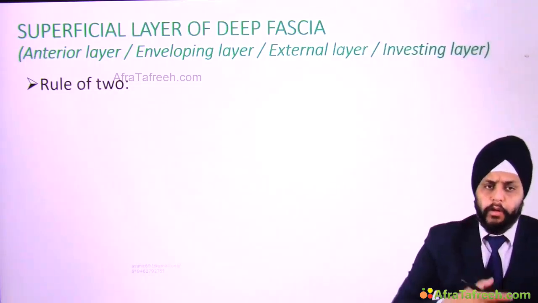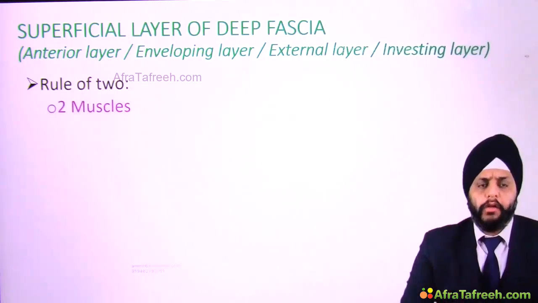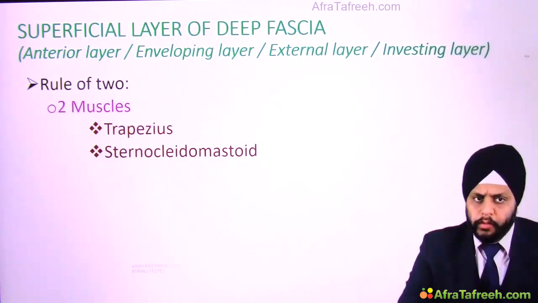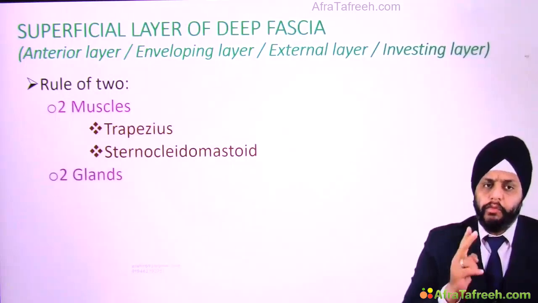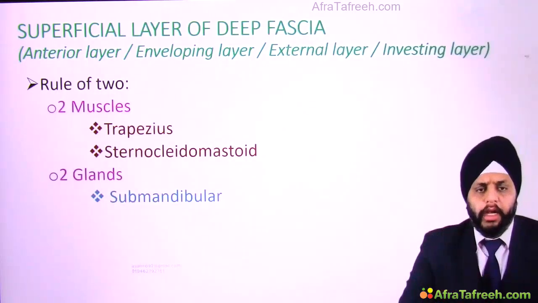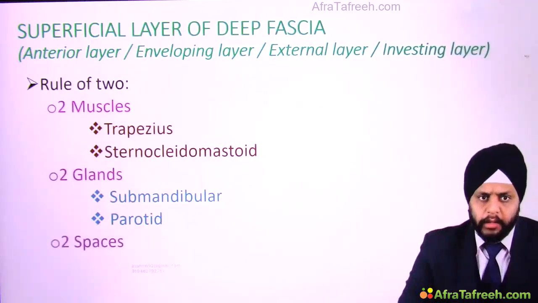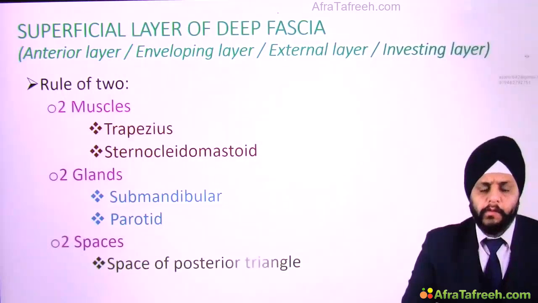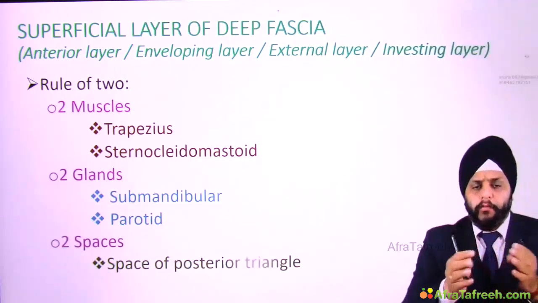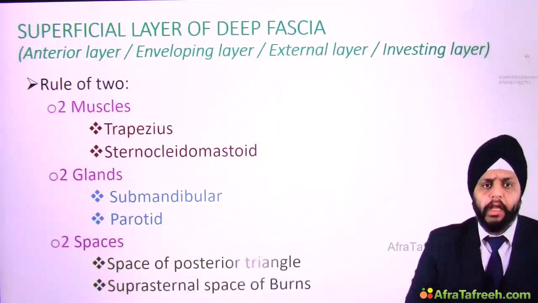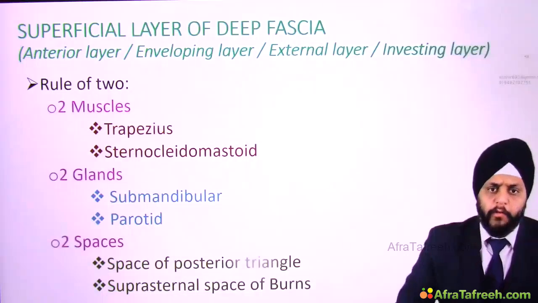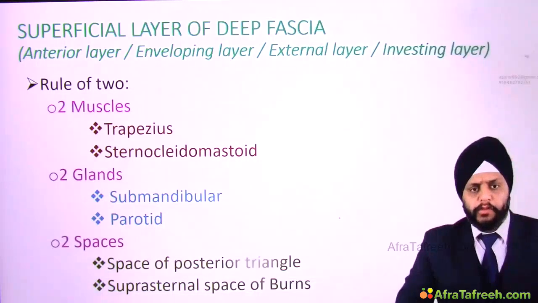What is the rule of two? I have already told you. It encloses two muscles. Which two muscles? Trapezius and sternocleidomastoid. Then it encloses two glands. Which two glands? Parotid gland and submandibular gland. And then it forms two spaces. Which two spaces? The space of the posterior triangle, which I have just shown you, and the suprasternal space of Burns.